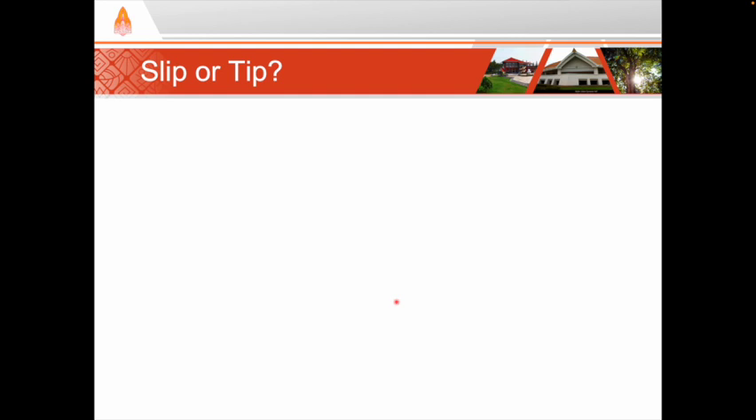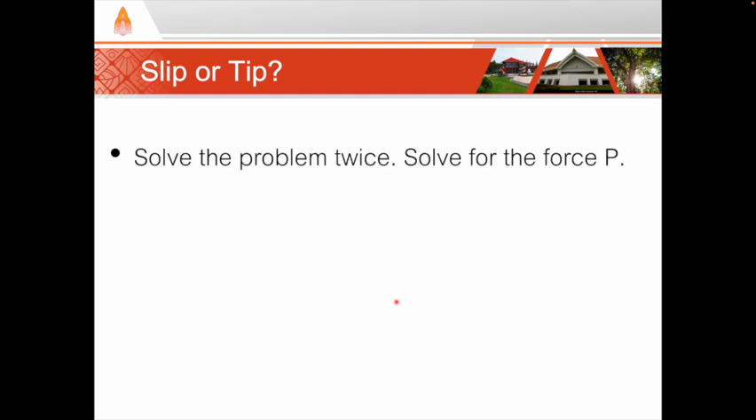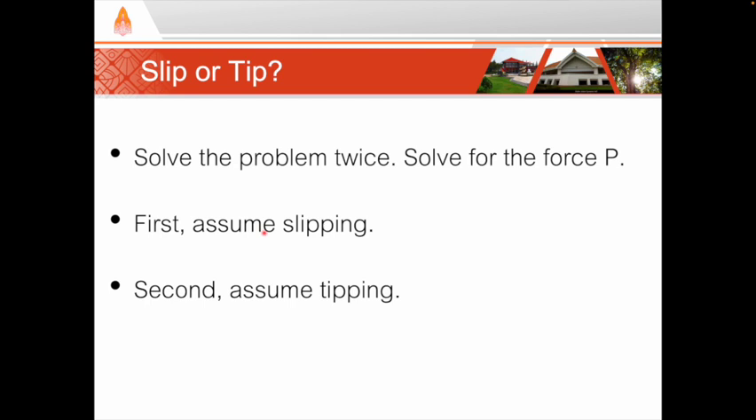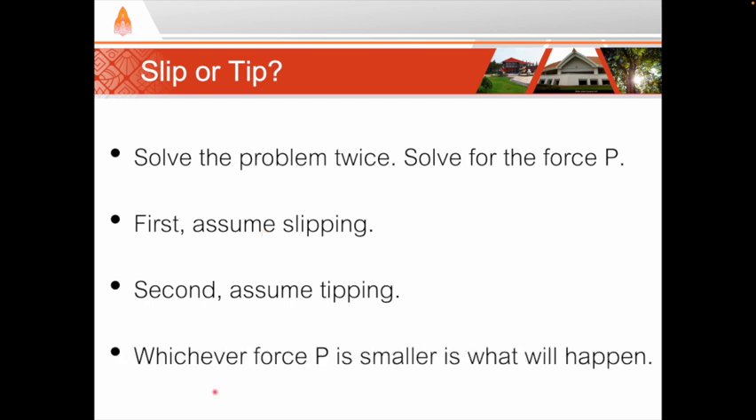To determine whether a body will slip or tip first, we simply solve the problem twice. We first assume slipping, and then we assume tipping. Whichever answer has a lower pushing force is the option that will cause the body to move.